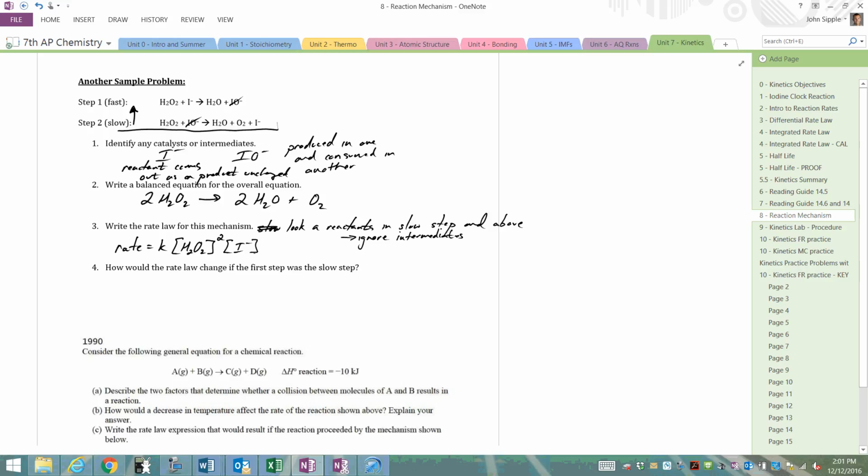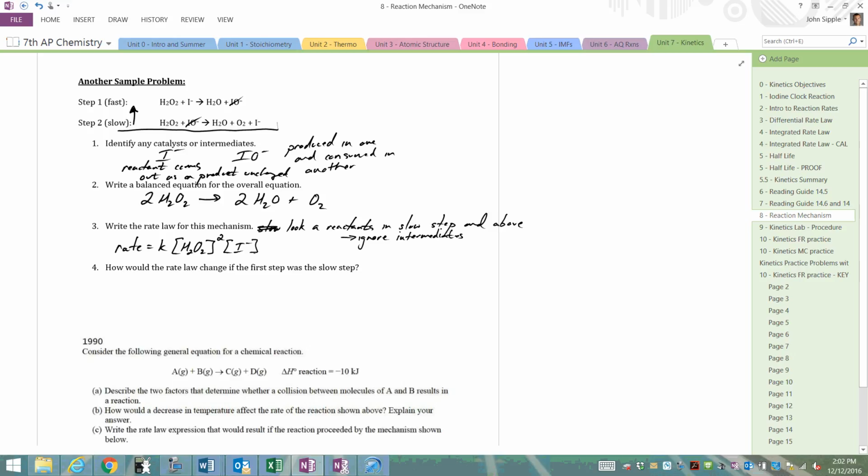Everybody see where the 2 comes from here? We've got 2 H2O2s. That's why we add them together, and that's how we're getting the order to be 2. Correct, H2O is not involved. We don't care about the products. Only look at the reactant side, and on the reactant side, make sure you ignore intermediates.